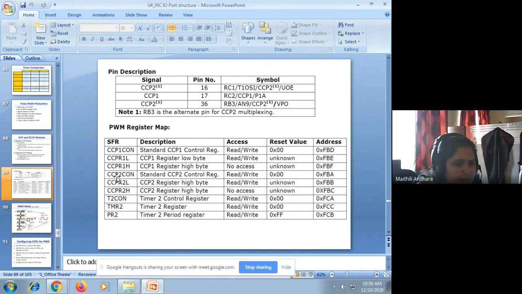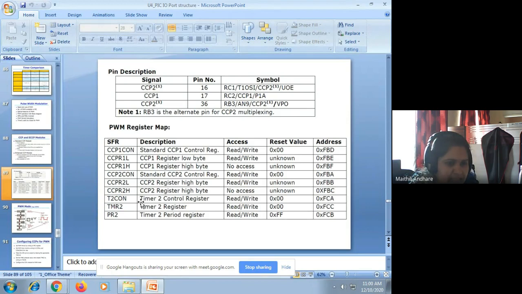Then CCP2CON, the second module related to CCP. So two control registers are related to these modules. And the related registers to the CCP2 module are CCPR2L and CCPR2H. So here the first three registers are for the CCP1 module and three registers are for the CCP2 module. You can select any one at a time. So basically these are used under the CCP module related to the PIC microcontroller.